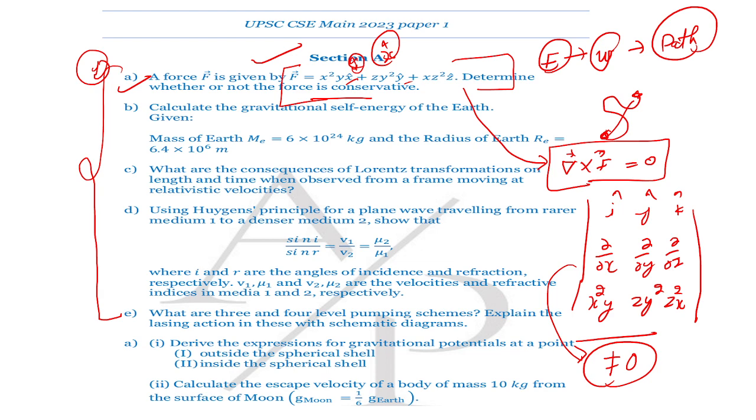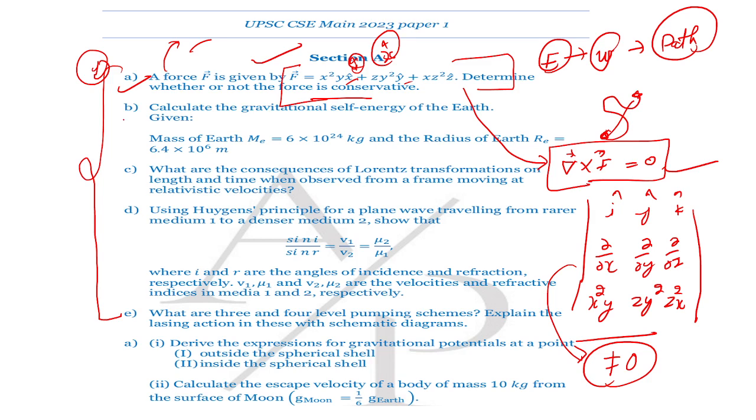So this is the first question: is it a conservative force or not? How do you solve it? You have to define the conservative force: it is not dependent on the path followed during the work done. And how can you prove it mathematically? The curl of that force is equal to 0. So this is the first section of part 1.